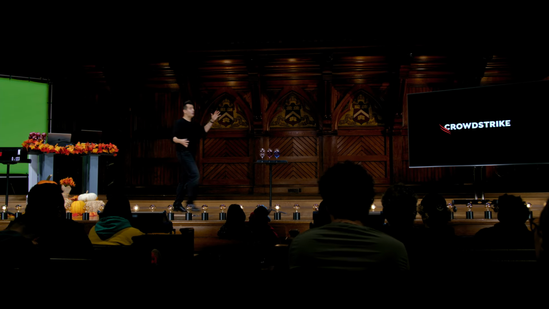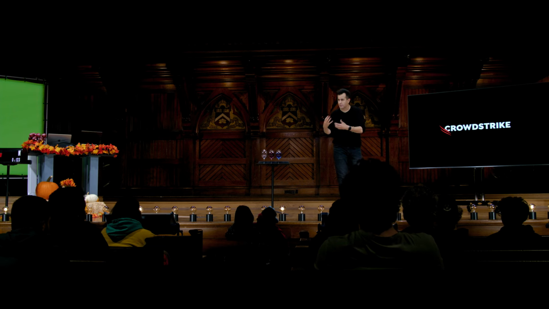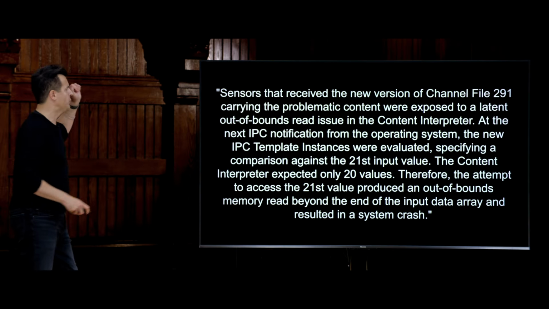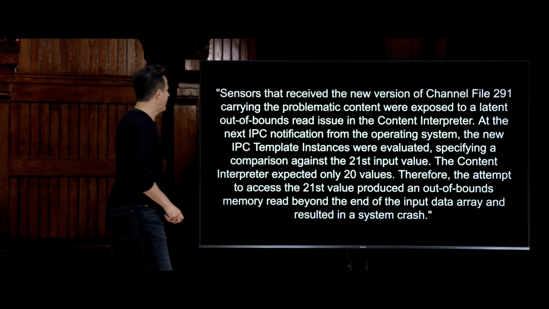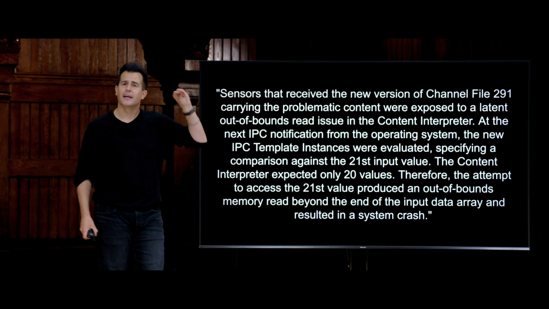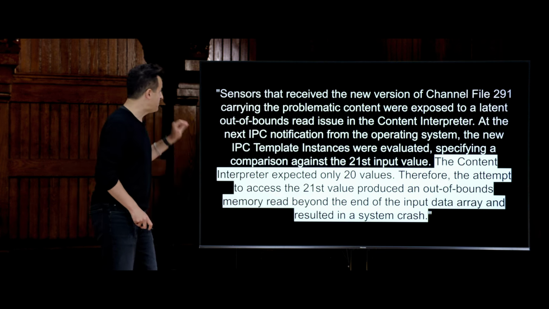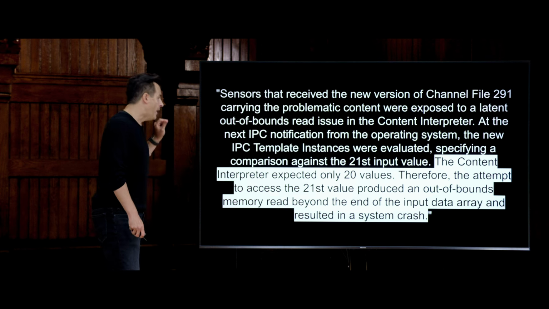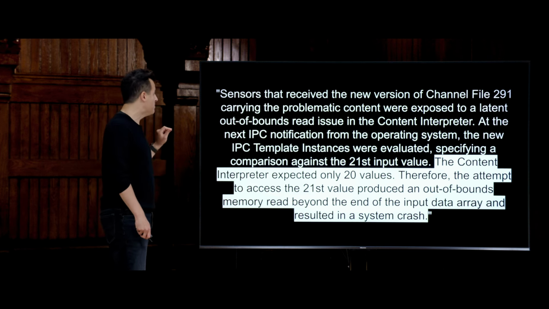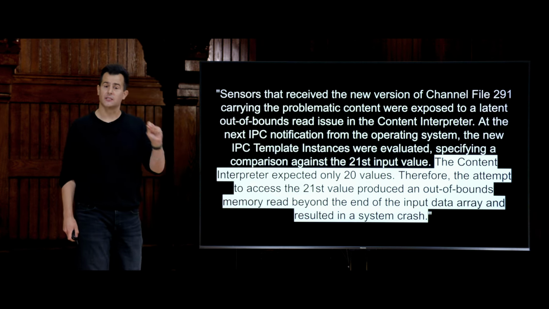If you read through their very long PDF, their postmortem that describes what exactly went wrong, which took a few weeks, I believe, to come out, there was this paragraph here, which actually sounds like a lot of big words. Sensors that received the new version of channel file 291 carrying the problematic content were exposed to a latent out-of-bounds read issue in the content interpreter. Like, the real interesting part is the last sentence. The content interpreter expected only 20 values. Therefore, the attempt to access the 21st value produced an out-of-bounds memory read beyond the end of the input data array and resulted in a system crash.